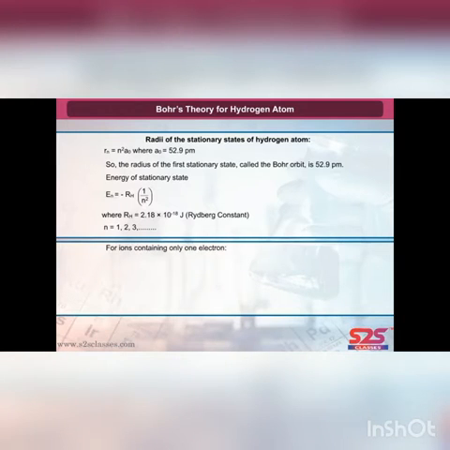For ions containing only one electron, energy gets modified and is given by En is equal to minus 2.18 times 10 raised to the power minus 18 multiplied by Z square over n square joules, where n can have values 1, 2, 3 and so on. The radius is given by rn is equal to n square a naught over Z, equal to 52.9 n square picometer, where Z is the atomic number.